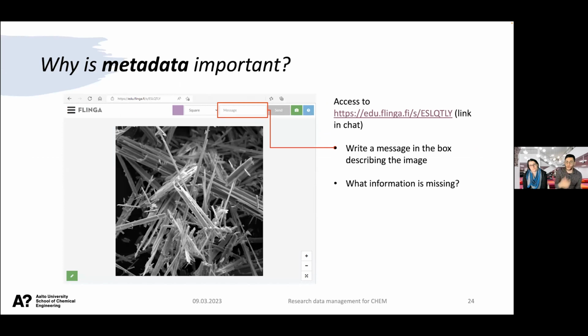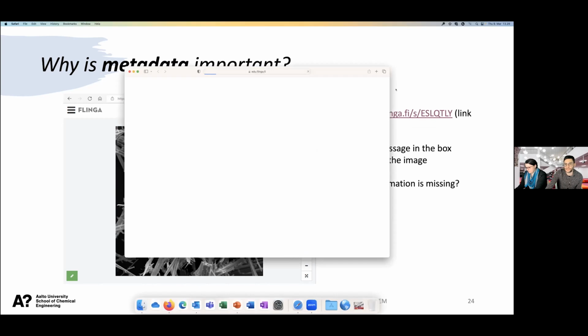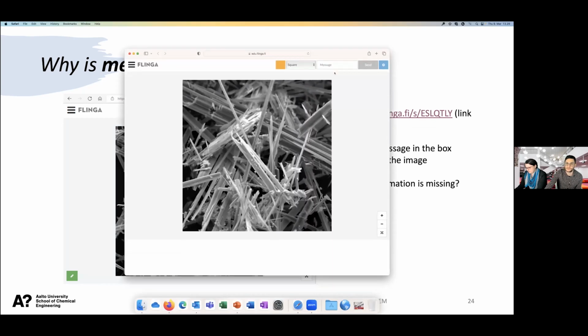Now, why is this metadata important? So for this part of our presentation, I would ask you to access this link that will be shared right now in the chat. And I want you to write a message in the box in the top right: what is the information that is missing in this picture? Okay.